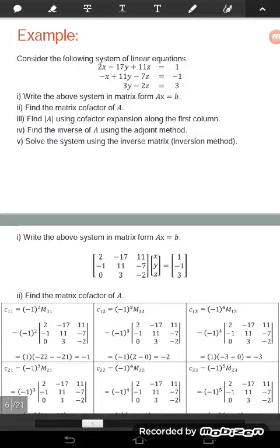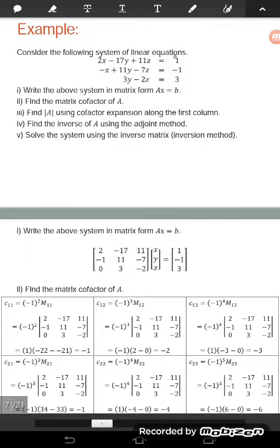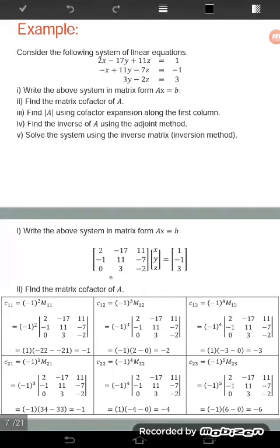So negative 1, 11 and negative 7 for the second row. And then for the third row, we have 0, 3 and negative 2. And here is the variable matrix, which is x, y, z. And here is the matrix B, which is 1, negative 1 and 3. Okay, so this one is matrix A, this one is the variable matrix, and this one is matrix B.